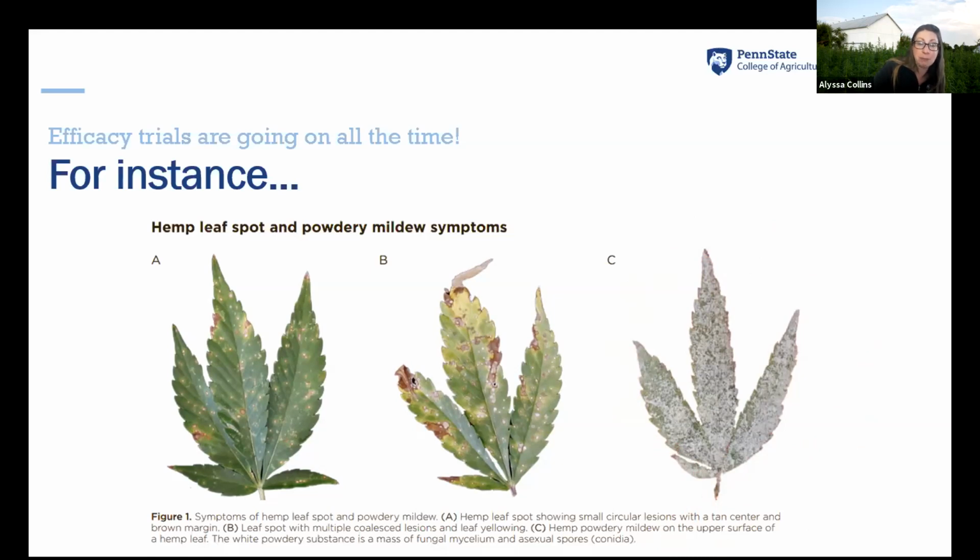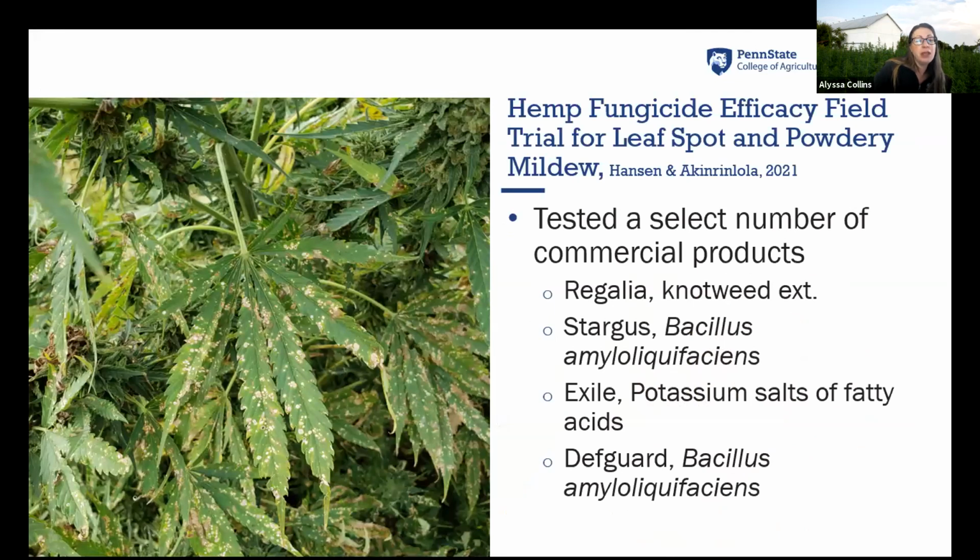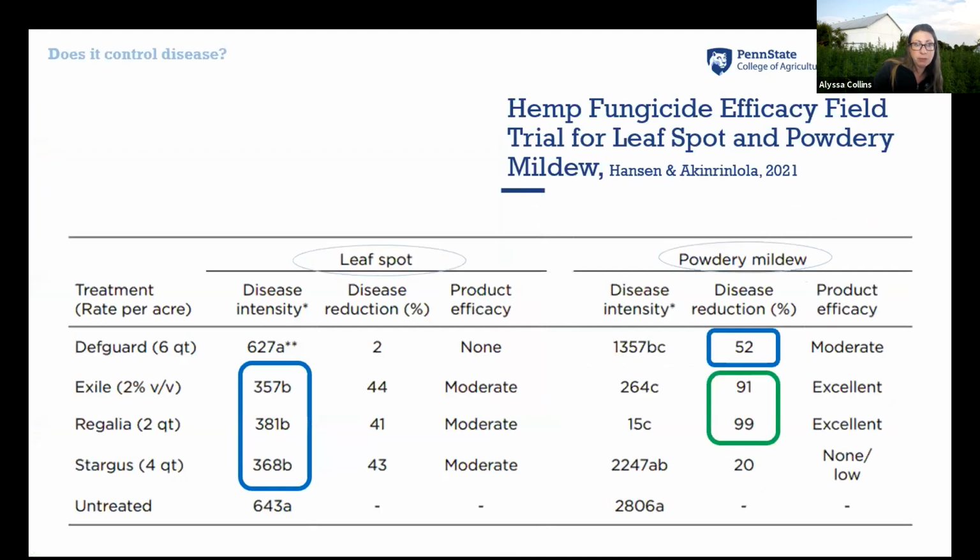We've had a little bit of it in Pennsylvania. They've definitely had it in New York. So he wanted to take a handful of these products and see how they worked against these two diseases. He looked at Regalia, Stargus, Exile, and DefGuard. And these are quite different active ingredients. One is that giant knotweed extract. Two of them are a Bacillus species, a species of bacteria that are antagonistic against other bacteria and fungi. And one is one of these potassium-based products. And here is what he found.